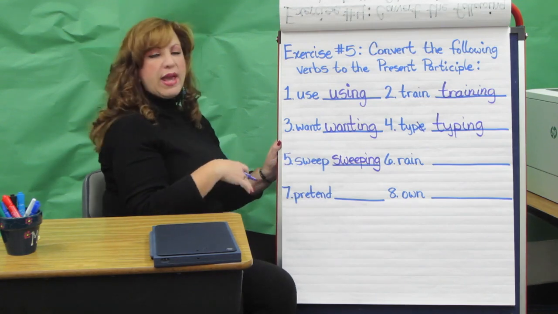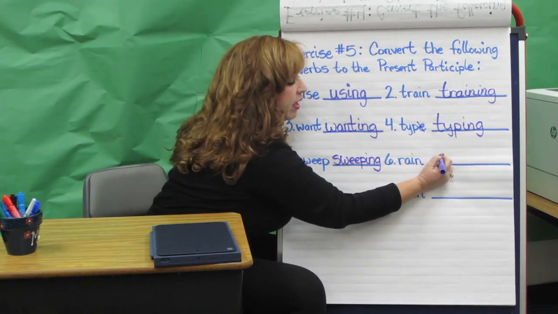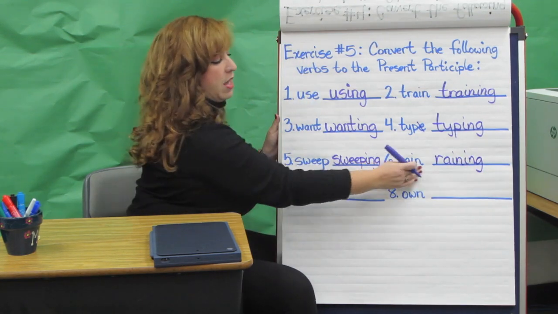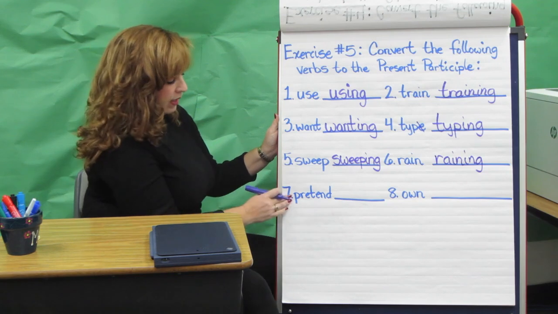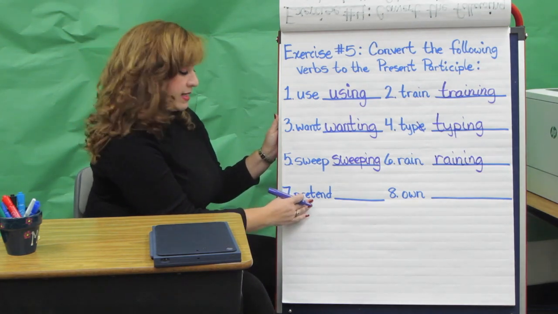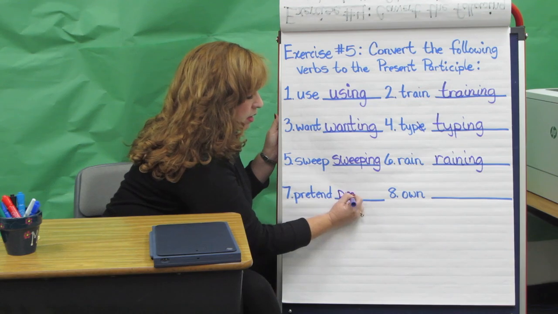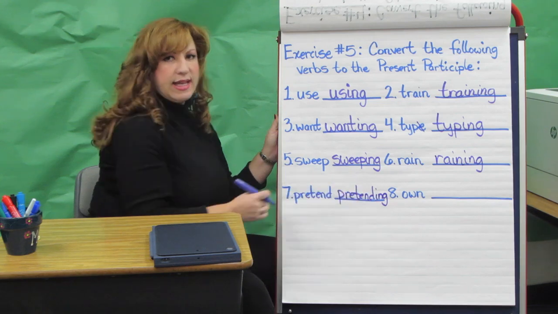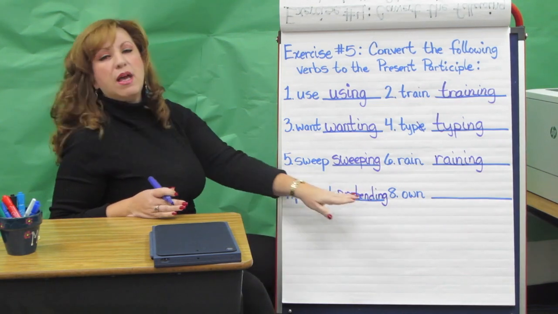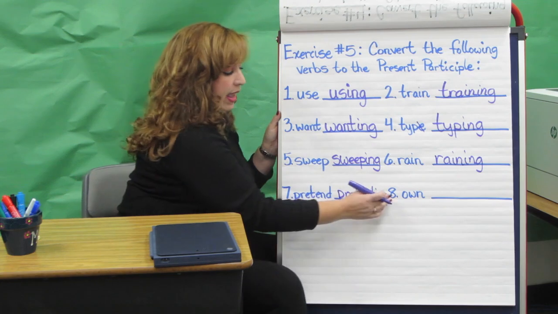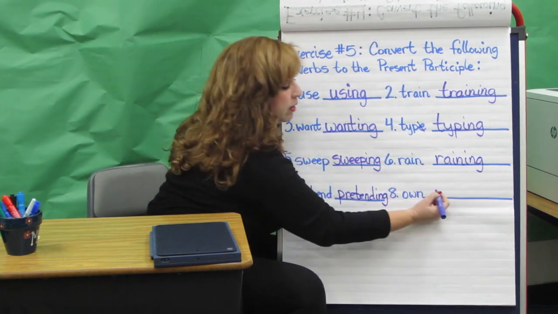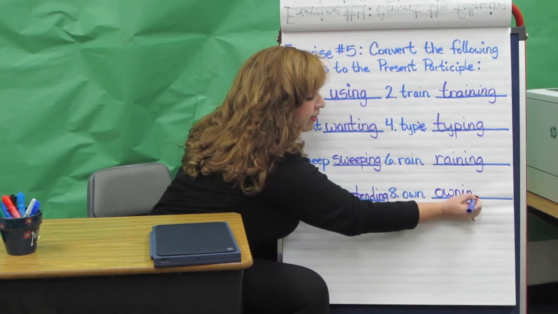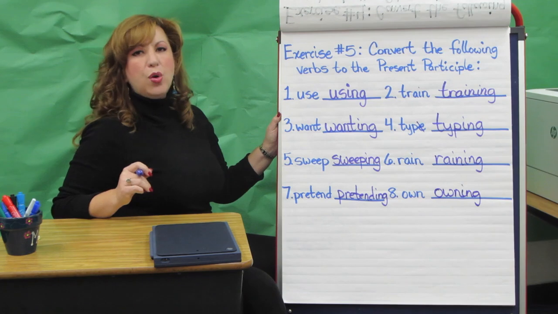In number 6, we have rain. Again, we have the base word and we add the ing. Now it becomes raining. In number 7, we have the word pretend. So here's my base word and I add the ing. Pretending. Pretend becomes pretending. And number 8, we have own. So again, there is my base word. I add the ing. It becomes owning.